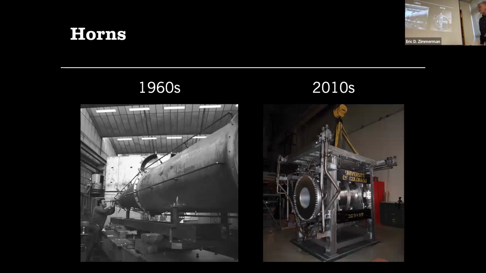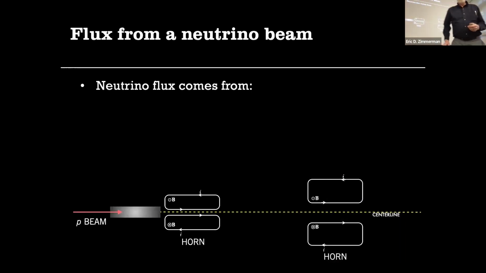This is what these things actually look like. This is what the 1960s version looked like at CERN. This is what the 2010s and current version looks like. This is what's used at J-PARC. This is Horn 2, being built in our shop at our university.